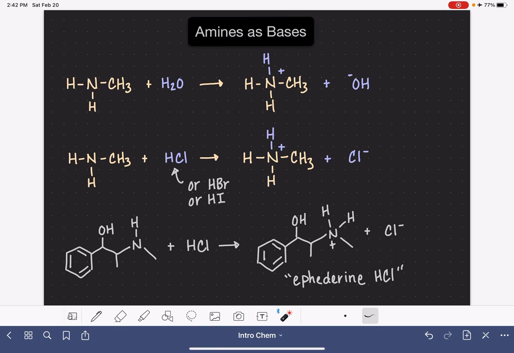And if you take a look in your medicine cabinet, particularly if you're looking at cold medicines and things like that, you'll notice that a lot of the molecules, a lot of the active ingredients are followed by HCl or HBr. Things like that. And that tells you that that molecule is an amine that has been reacted with HCl or HBr to just make it more consumer friendly.